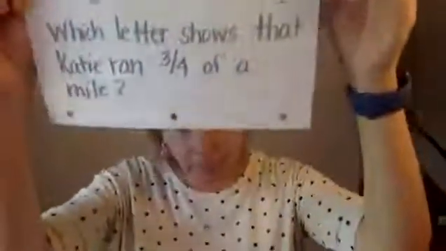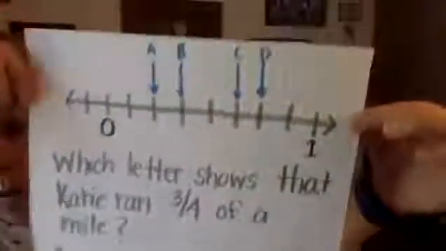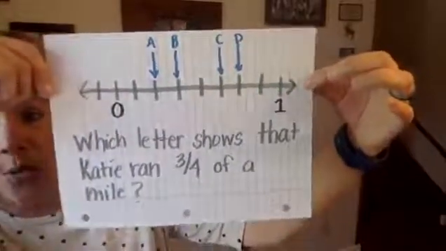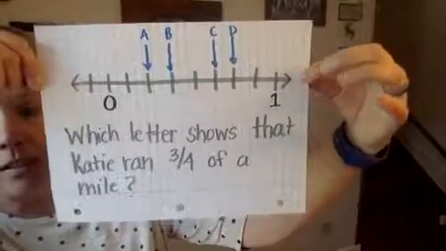So I got a story for you. It's true. Are you ready? Here we go. Which letter shows that Katie ran 3/4 of a mile?